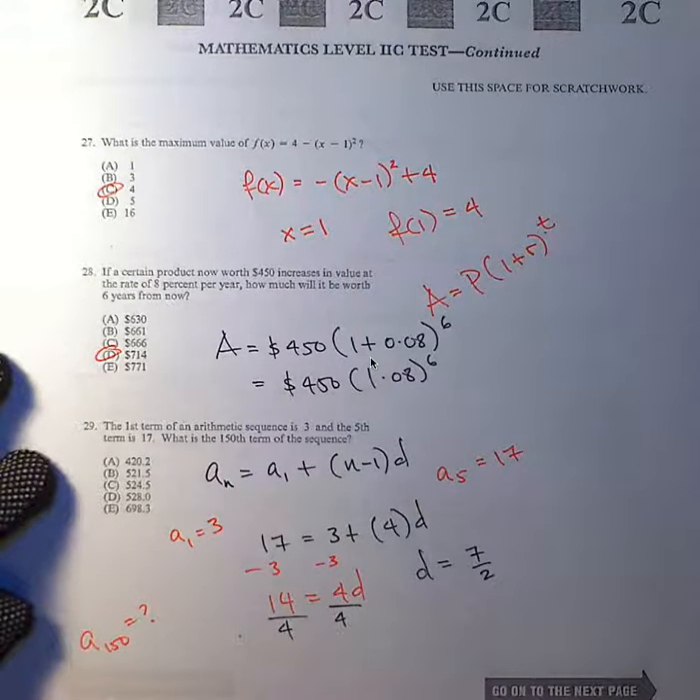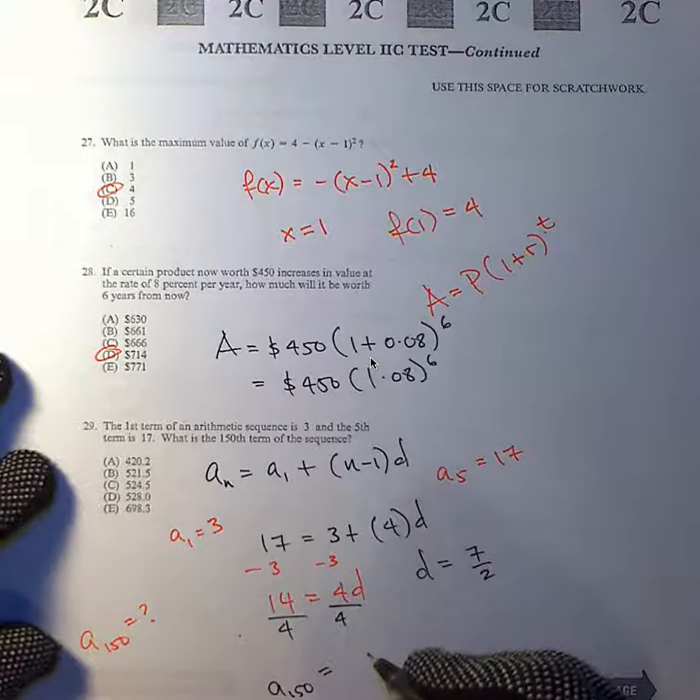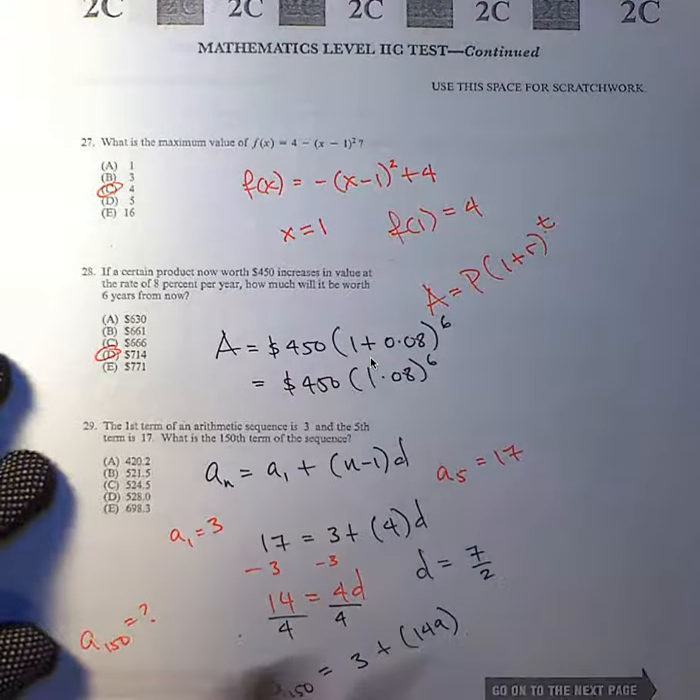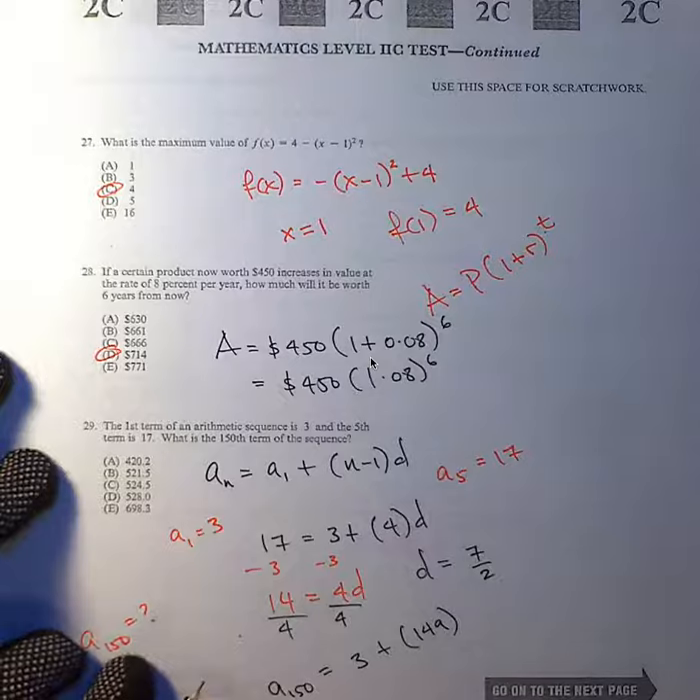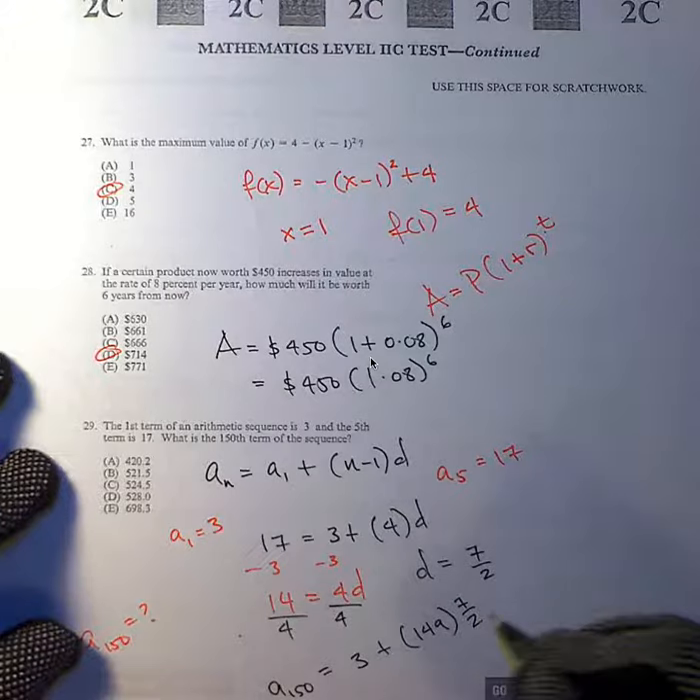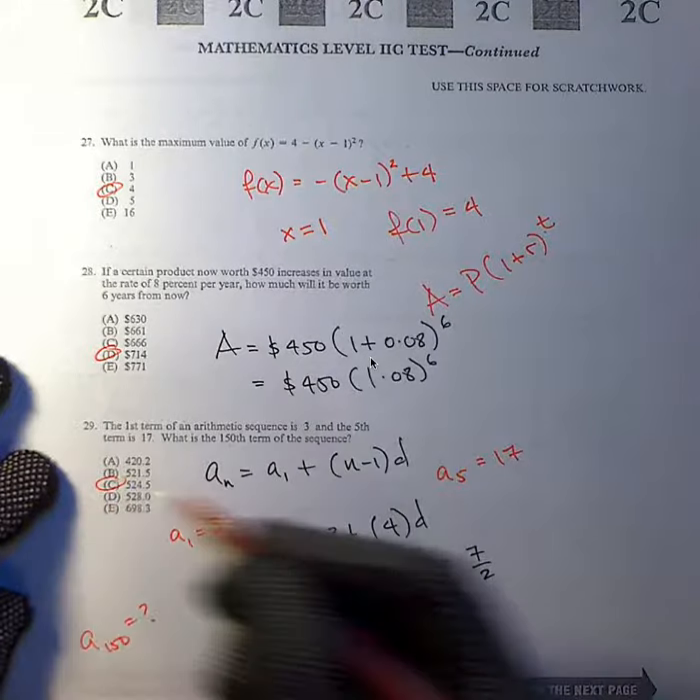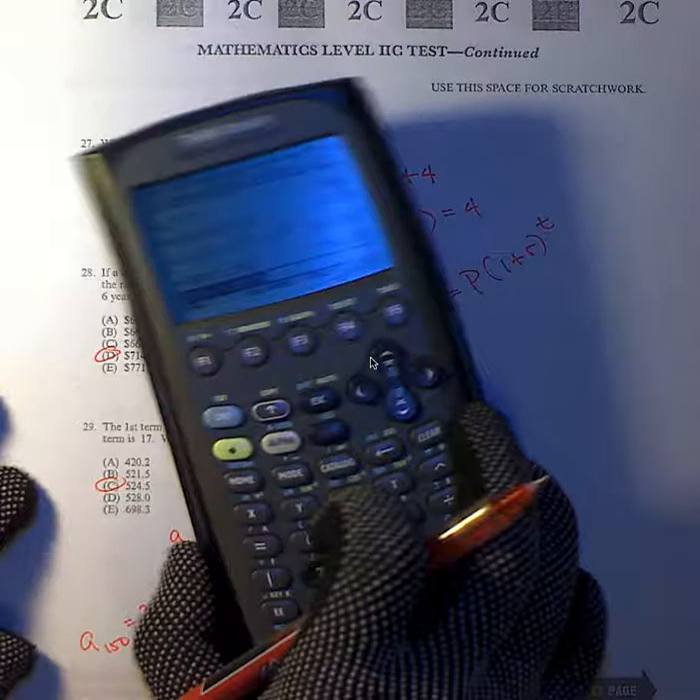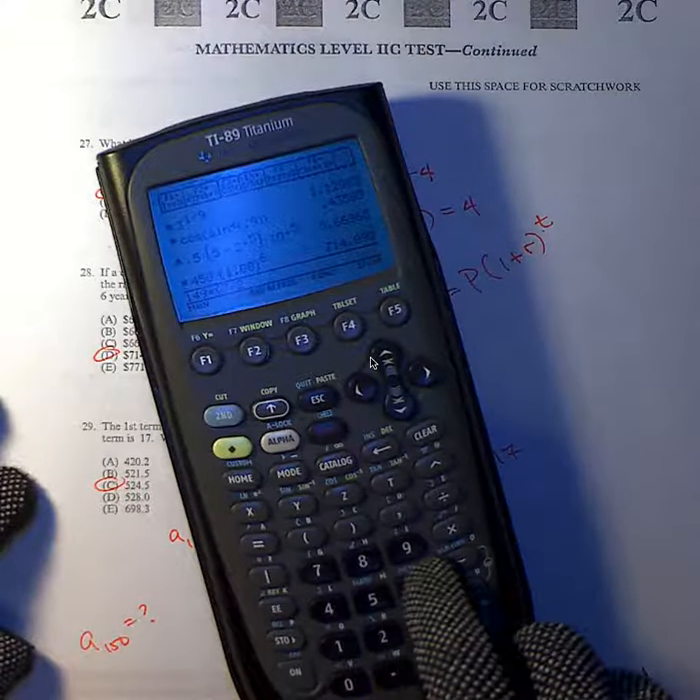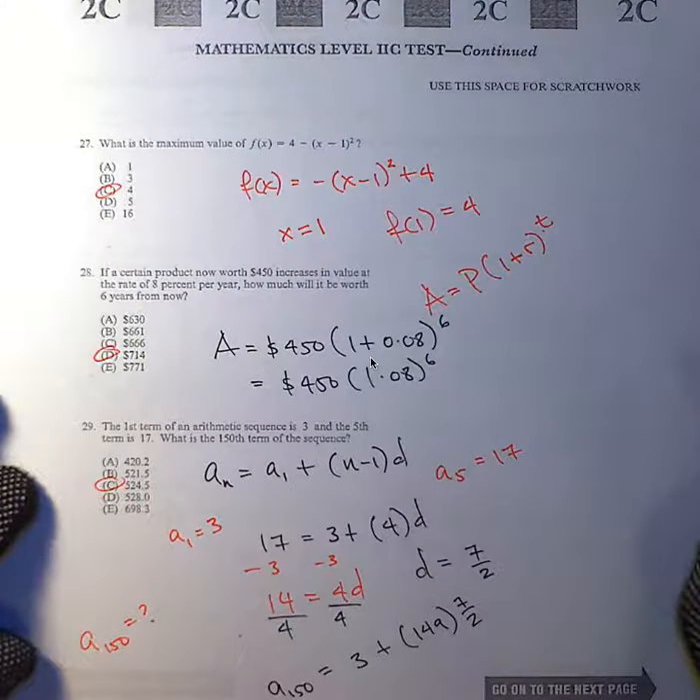Anyway, a150 is what you're after. So a150 should equal a1, so 3, plus 149, which is n minus 1, because in a150, 150 is n, and then times d, which is why we cared to find d, 7 halves. And now if you do all this, you should get an answer which I believe is 524.5. And we could do it like, what is it, 149 times 7 over 2. I was trying to be lazy and save a little bit of time, but it's all right. Plus 3 is 524.5. Yeah, all right.